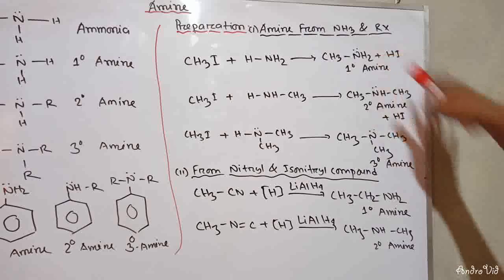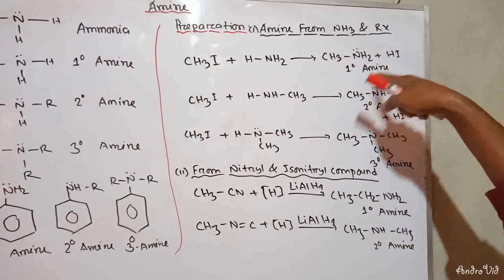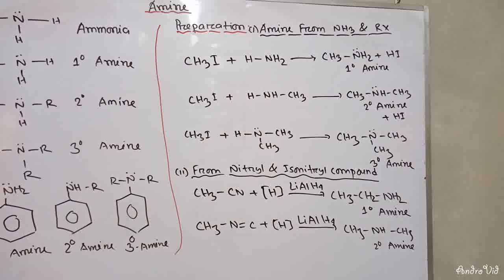This is clear to you that there are only methyl groups. So this is 1 degree, and there are 2 methyl groups attached to the nitrogen atom, so this is a 2 degree amine, and there are 3 methyl groups attached to this nitrogen atom, so this is a 3 degree amine. So by this way you can prepare 1 degree, 2 degree, 3 degree amine. To prepare them, you have to make sure of the reaction between ammonia or amine and alkyl halide.